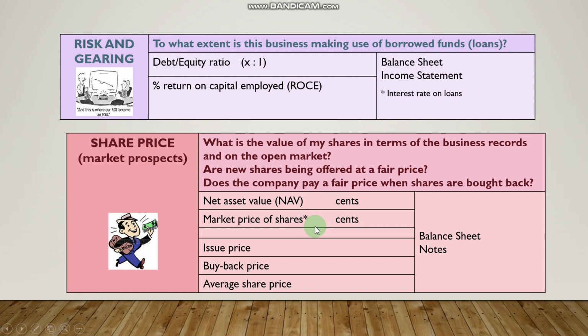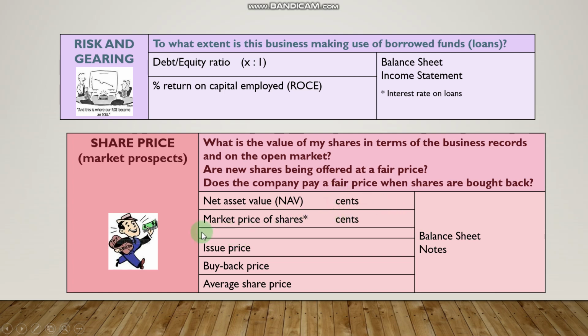Okay, so these two here are compared together. You need to look at what is the value of my shares according to the business records, and also what is the value of my shares on the stock exchange. So just note now that these two you look at together. Where do I get the information? It would be on my balance sheet to get my shareholders' equity, and then I need to look at the notes to look for the number of shares.